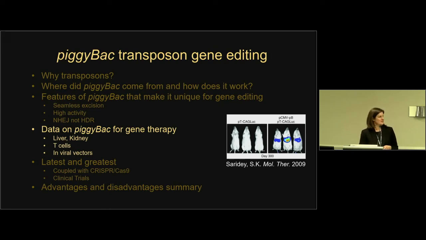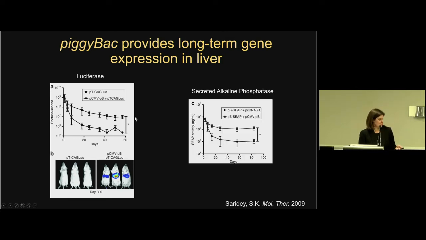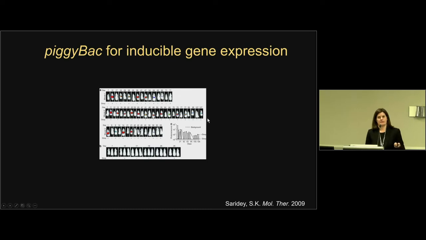Okay, so let's talk about piggyBac in gene therapy, because it is really active in mammalian systems. So this is just luciferase. This is some older data from Matt's lab. And you can see in the liver, we have much higher long-term gene expression with piggyBac than without. Same thing for secreted alkaline phosphatase. You can also introduce a doxycycline response system, and so they added and took away doxycycline. And you can see this mouse over months is having that response still to the doxycycline.